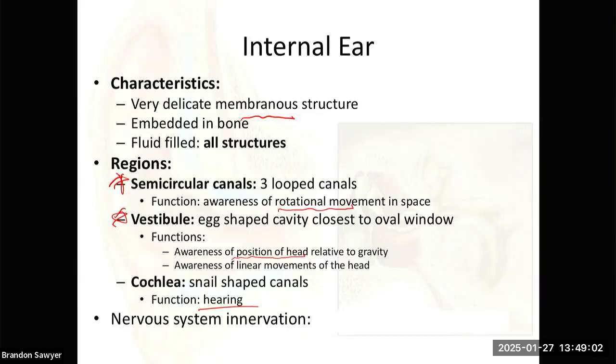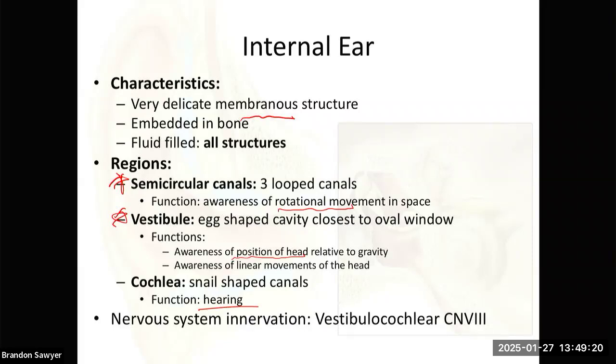Okay, and you guys remember the name and number of the cranial nerve that connects to all of this stuff, right? What number is it? Anybody? It's 8. There we go. What's that one called? Vestibulocochlear nerve. Yep, there we go.